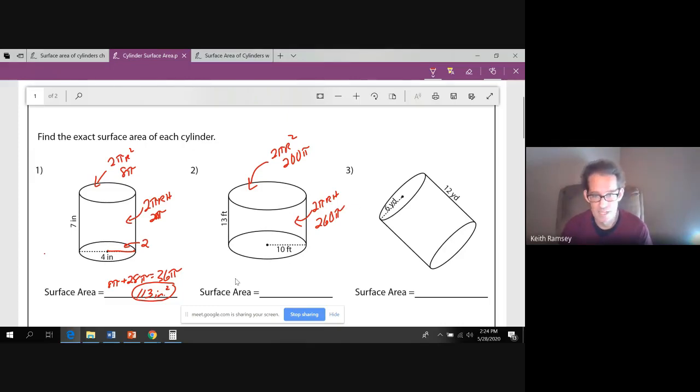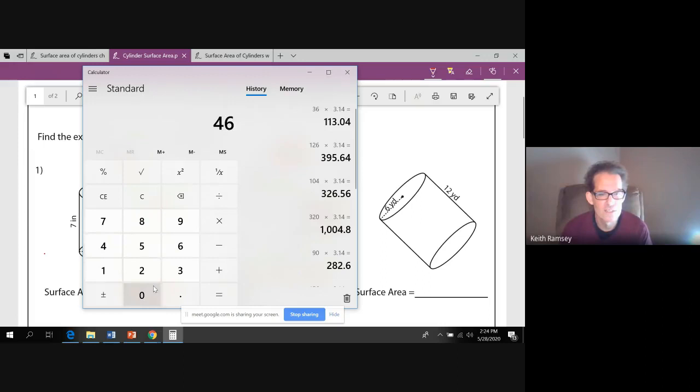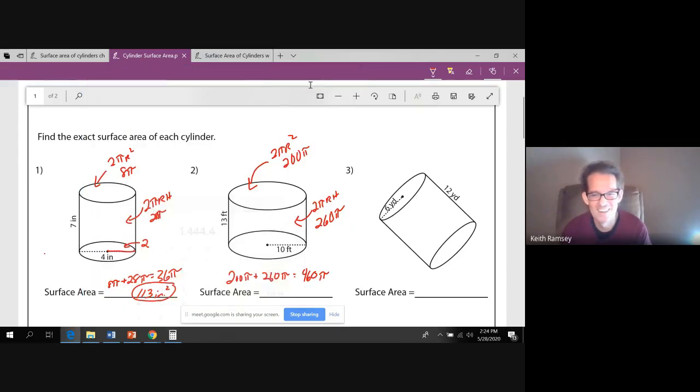So my last step is add those together. I have 200 pi plus 260 pi. That equals 460 times pi. Let's find out what that is. 460 times 3.14 is going to be 1,444.4. It's a lot of fours. 1,444.4 square feet for number 2. Let's try number 3 together.